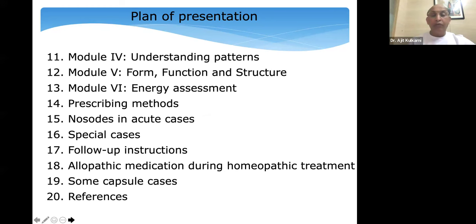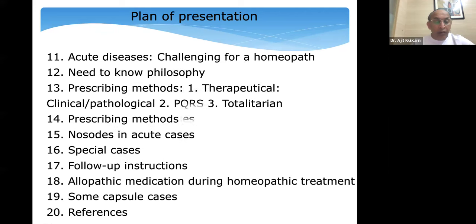Fifth one, form, function, and structure. Sixth module is energy assessment. Then prescribing methods, nosodes in acute cases, special cases, constitutional remedy in an acute, follow-up instructions, allopathic medication including homeopathic treatment, some capsule cases, and references. So it is in these 20 subheadings I have presented the acute prescribing, and I have a very unique chart to give you.